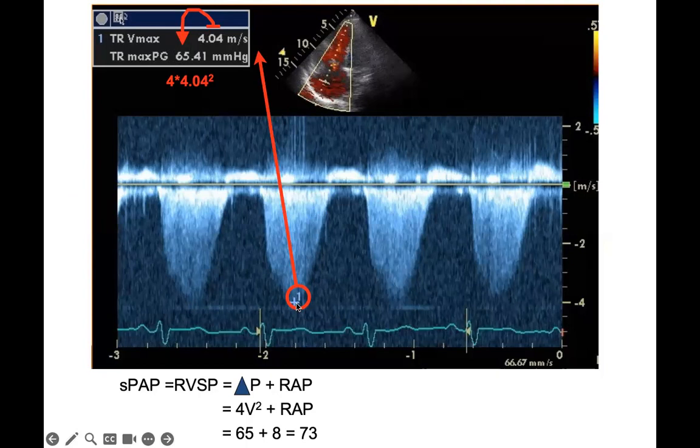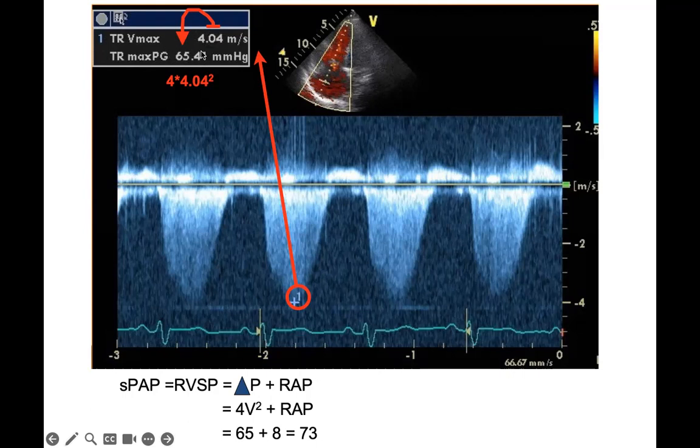And then you're going to move this little plus sign here to the maximum velocity. So this is velocity over time. Time is on my x-axis, velocity is on my y. So here's that velocity right here, -4, negative because it's going away from my transducer, a negative Doppler shift. So here's my velocity, 4.04 meters per second.